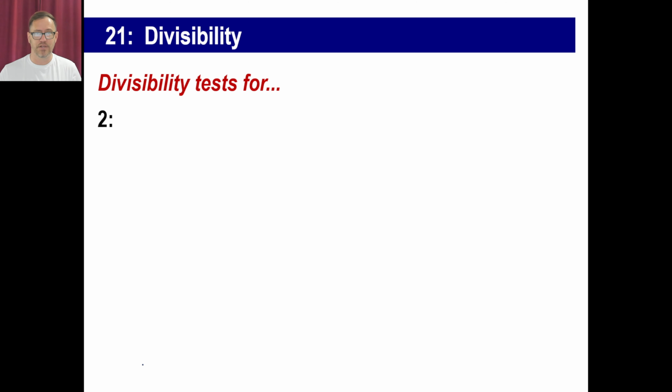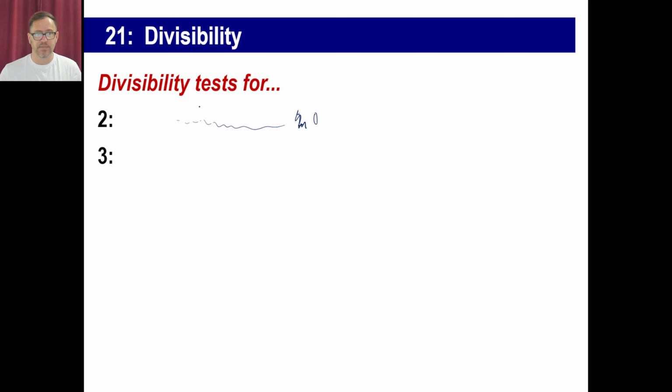You can tell if a number is divisible by 2 if it is an even number, right? You can look at any number you want with as many digits as you like, and if it ends in a 2 or 4 or 6 or 8 or 0, that is divisible by 2. That's it.